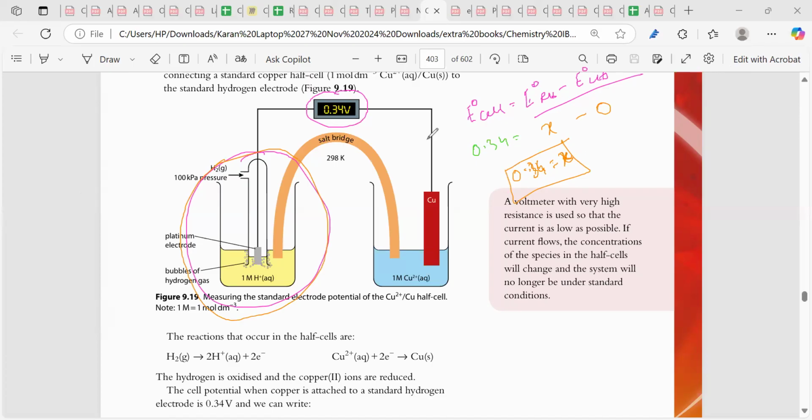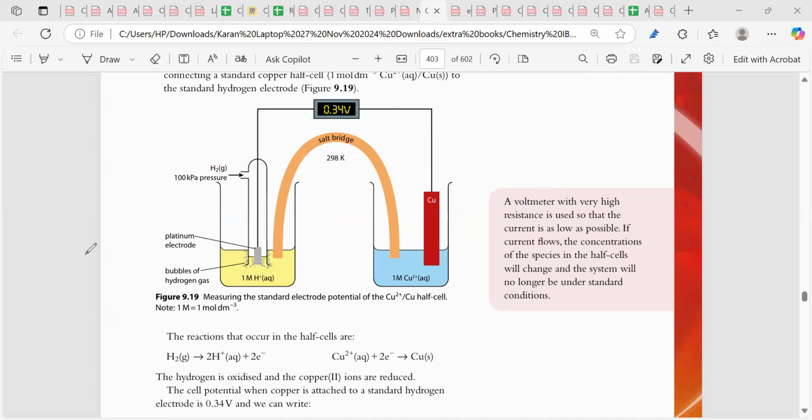It means the voltage which is shown over here will be the reduction potential of this half cell. Brilliant way, right? Brilliant way we find out the electrode potential. Is it clear?